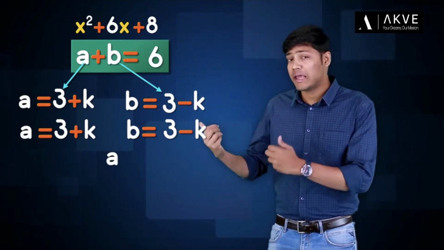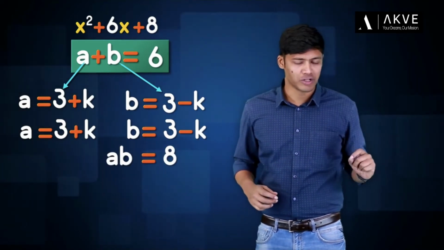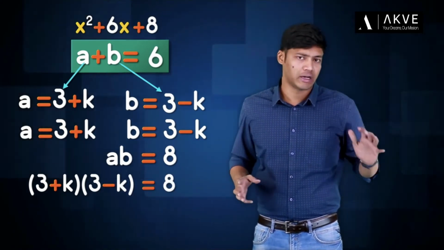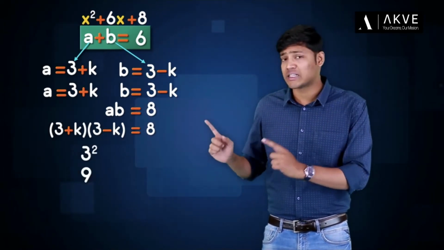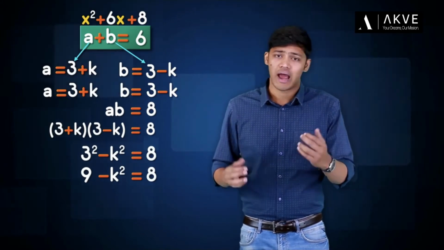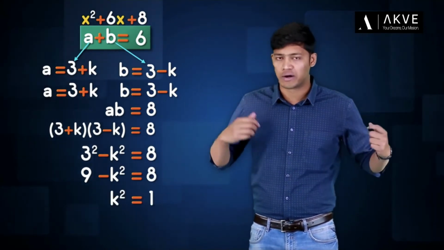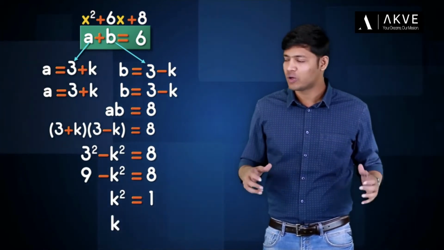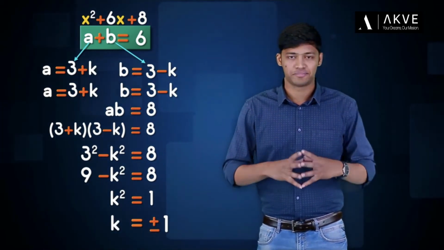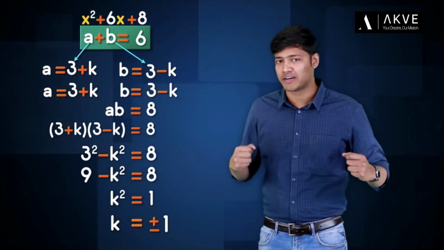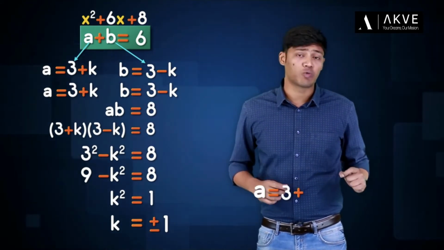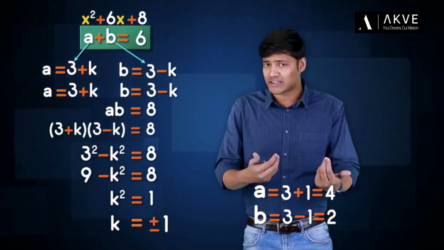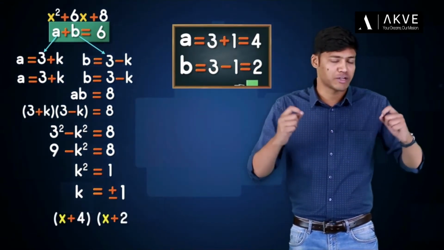Now, from ab equal to 8, we can conclude that 3 plus k multiplied by 3 minus k equals 8, which implies that 9 minus k squared equals 8 and k squared equals 1. If k squared is equal to 1, then k will be equal to either 1 or minus 1. If we consider k to be 1, then a will be equal to 4 and b will be equal to 2, and thereby the factors will be x plus 4 and x plus 2.